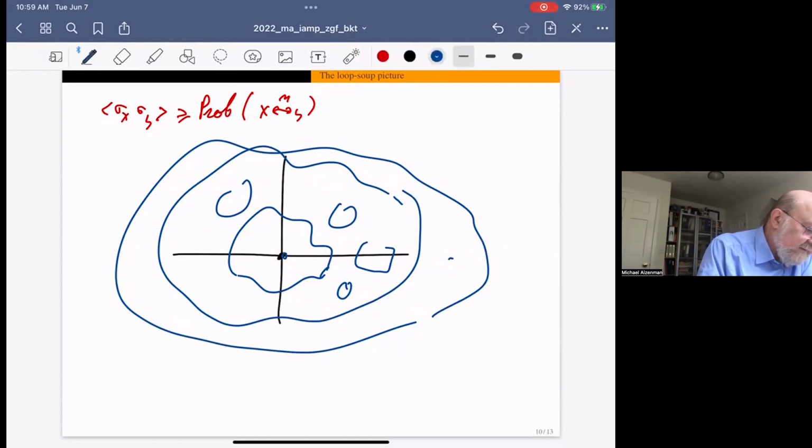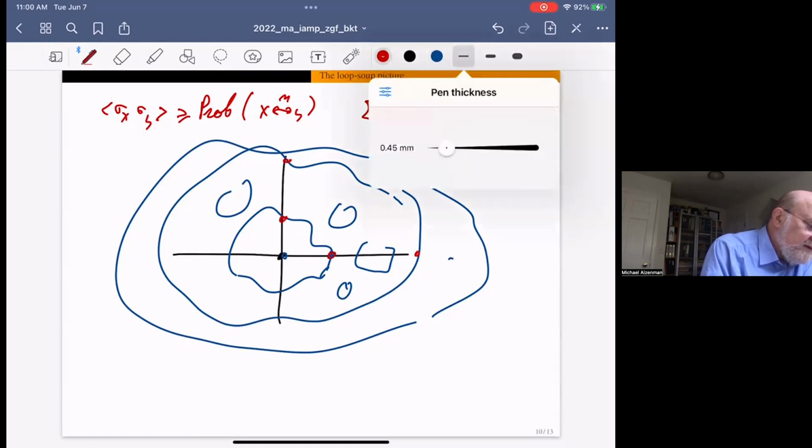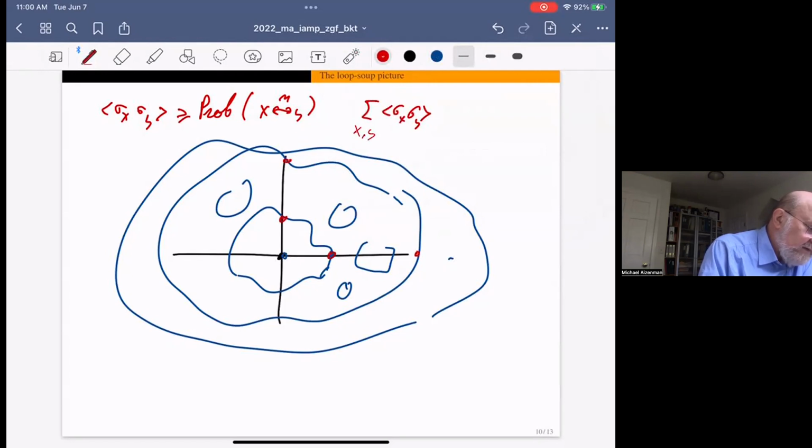And in that situation, notice that if you take the sum of the 2-point functions sigma x, sigma y, where x would be summed over the horizontal axis and y over the vertical axis, as indicated here.